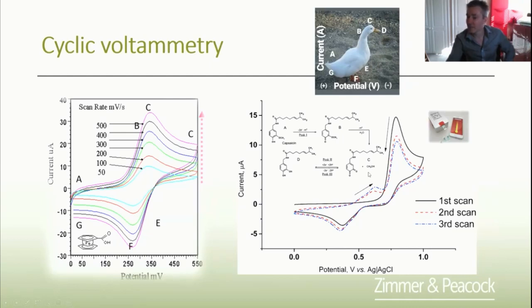So in fact, that's why the first scan looks different from the second scan in the capsaicin, because there was a chemical reaction following the electrochemical oxidation. Now, you know, you can look at the scheme and try and follow it. In some ways, you can also accept that's a very distinctive fingerprint for capsaicin.